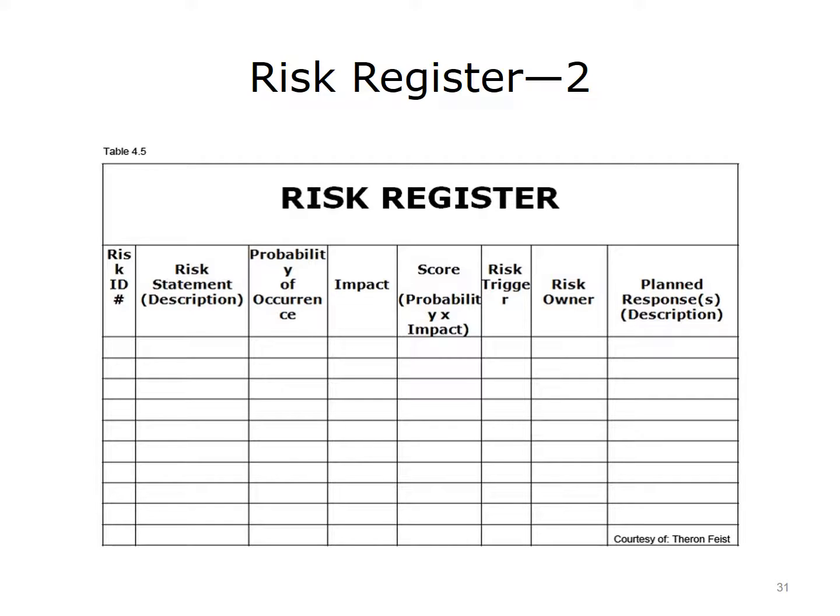This slide provides an example of a risk register, and you will see it consists of rows and columns, and the key columns are risk ID number, risk statement, probability of occurrence, and impact or potential impact of that risk playing out. A risk register can include a score, which would be probability times impact, things that could trigger that risk, who is the owner of that risk, who would deal with risk response, and what is the planned response if that risk does play out.